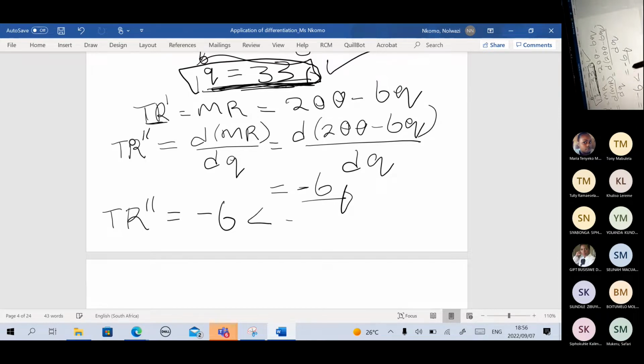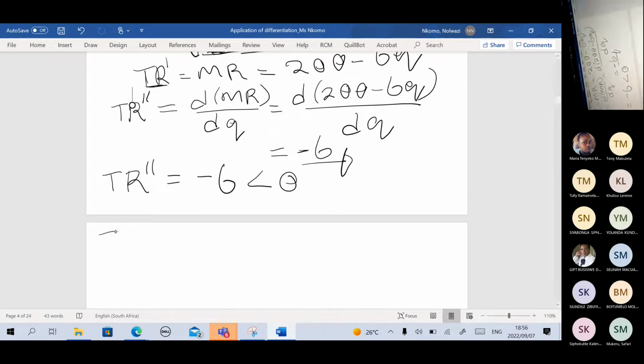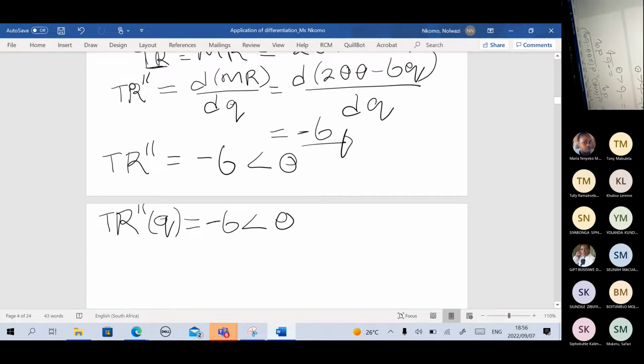You see, minus 6 is less than 0, right? So the second derivative of the total revenue, where Q is 33, is minus 6, which is less than 0. Since it's less than 0, the turning point is at maximum. So if we sell 33 units, we'll get a maximum revenue, and then we need to find how much our total revenue would be if we sell 33 units. Now we know that our units would be 33 at maximum.